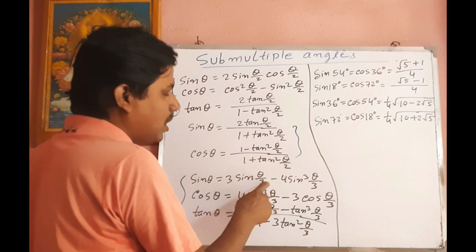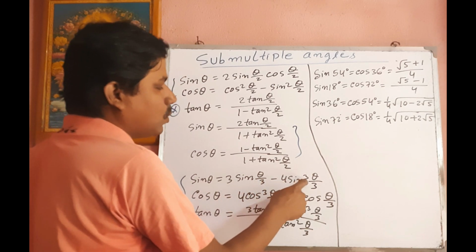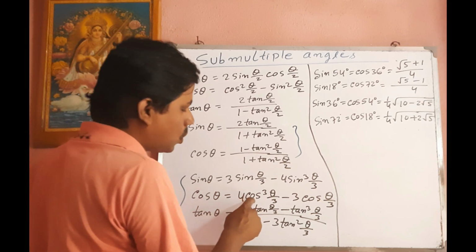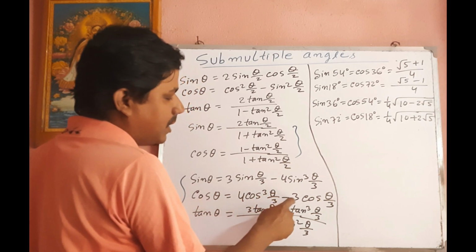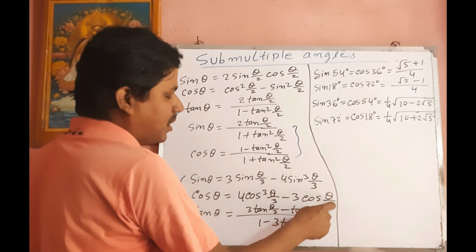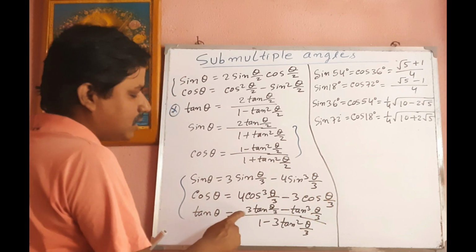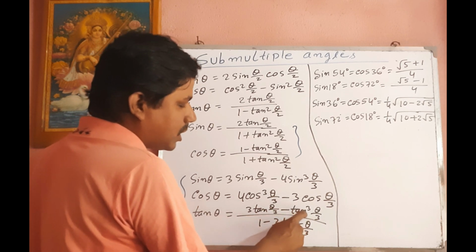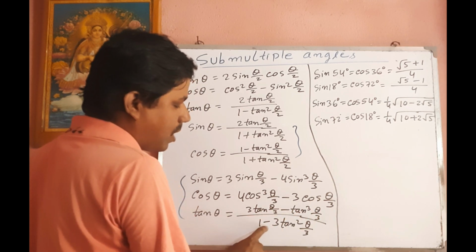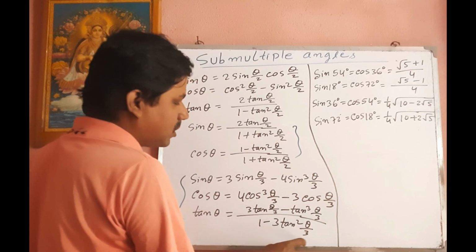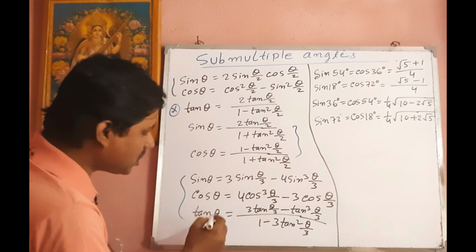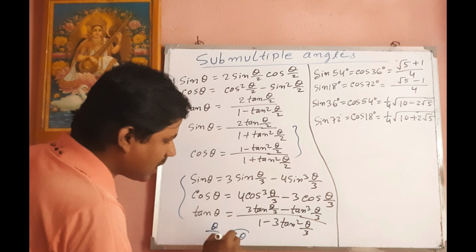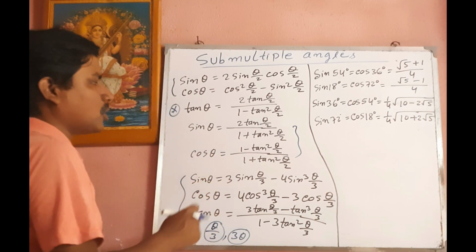Now these three are the same type of formula. Sin of theta is equal to 3 sin theta by 3 minus 4 sin cube theta by 3. Similarly, cos of theta is equal to 4 cos cube theta by 3 minus 3 cos theta by 3, and tan theta is equal to 3 tan theta by 3 minus tan cube theta by 3 divided by 1 minus 3 tan square theta by 3. So these are the theta by 3 type formulas, that is, you can say 3 theta type formulas, these three.